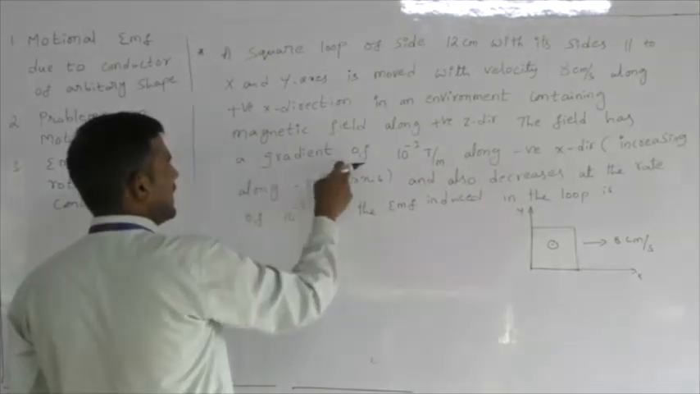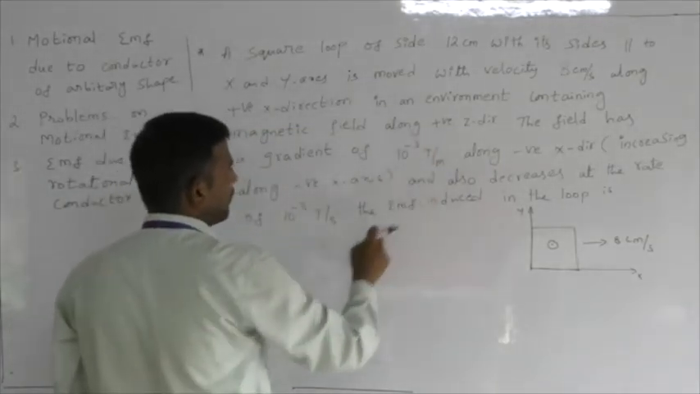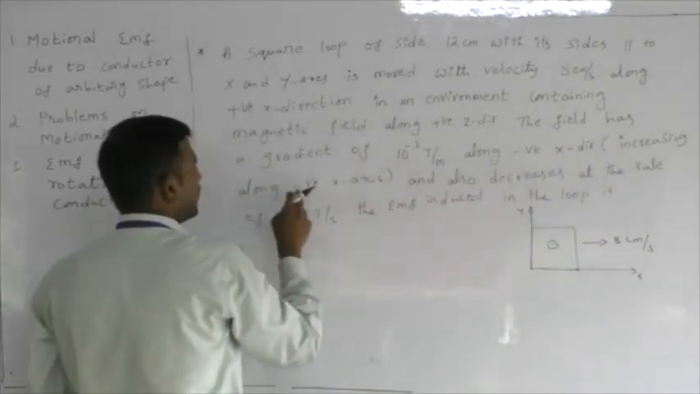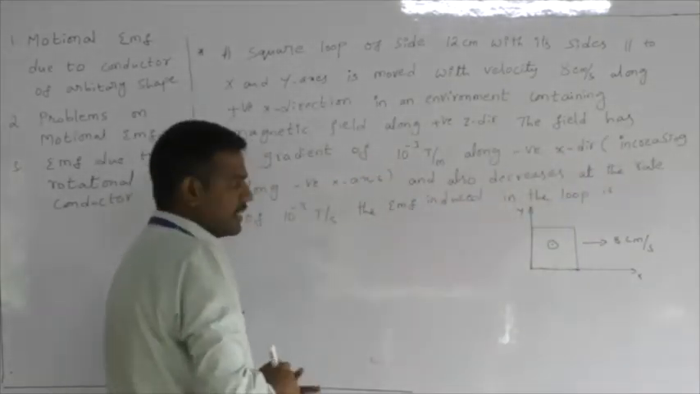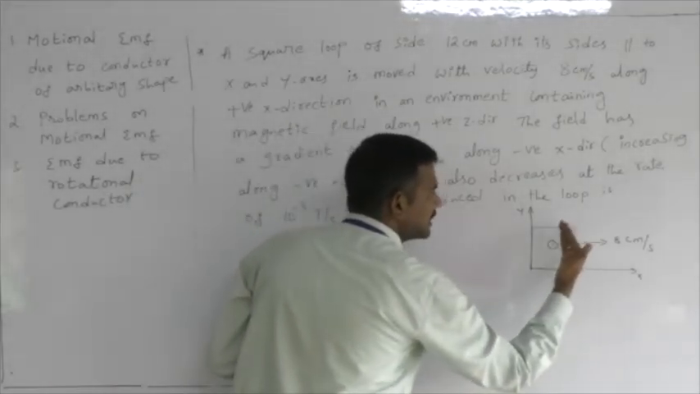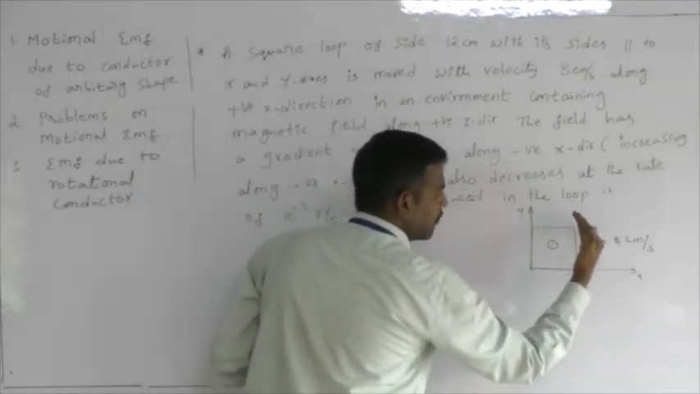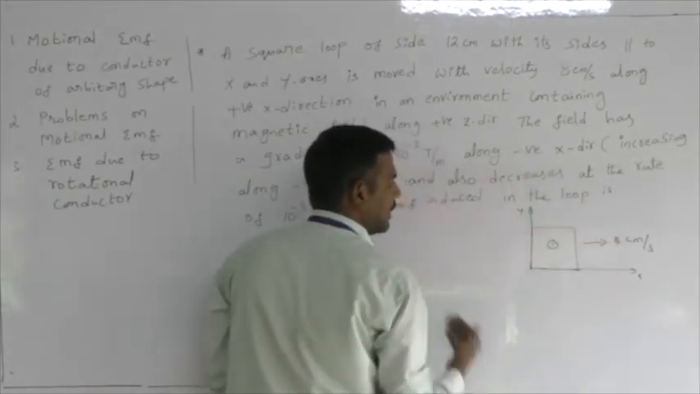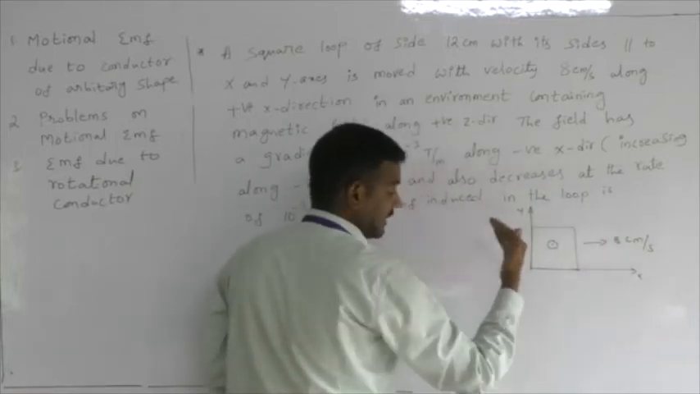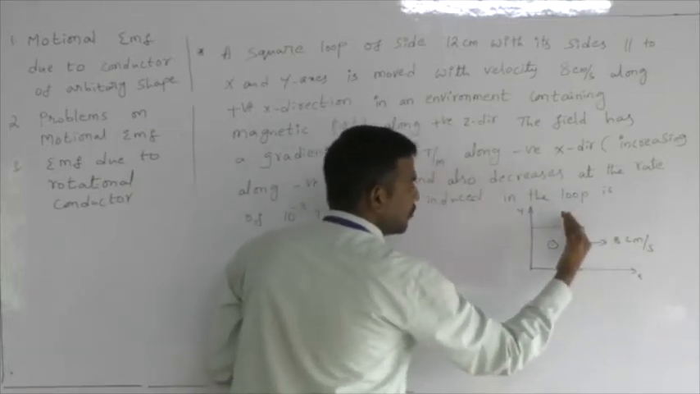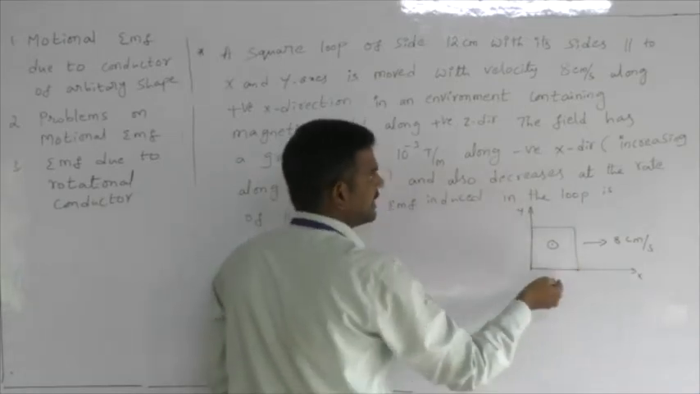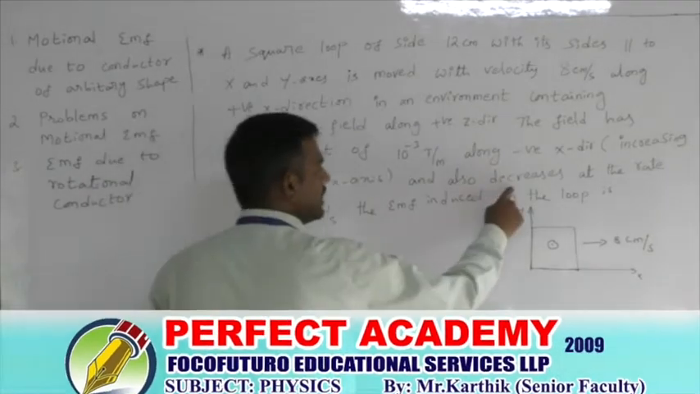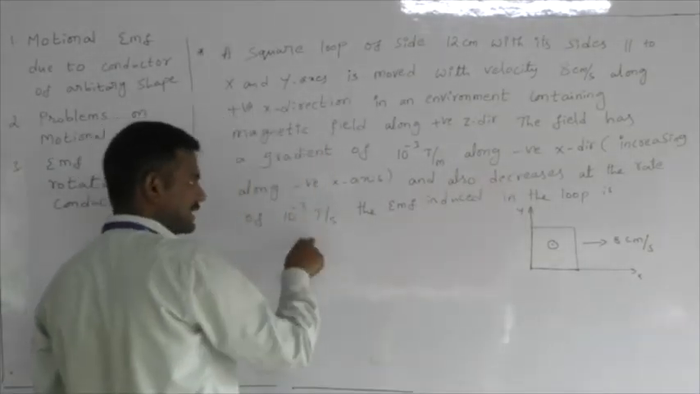The field has a gradient of 10 power minus 3 Tesla per meter along the negative x direction, increasing along the negative x-axis. What is the meaning of it? The field strength keeps on increasing in this direction when you are moving from the positive end to the negative end, I mean from the right hand side to the left hand side. When you are moving in this way, the field strength keeps on increasing at the rate of 10 power minus 3 Tesla per meter and also decreases at the rate of 10 power minus 3 Tesla per second.